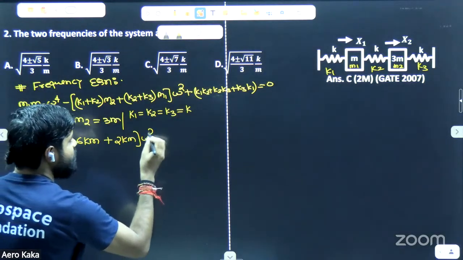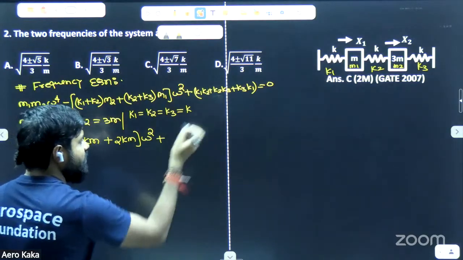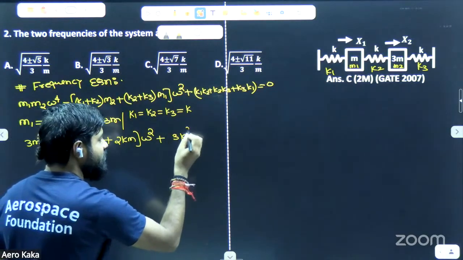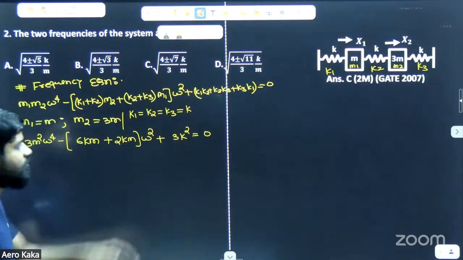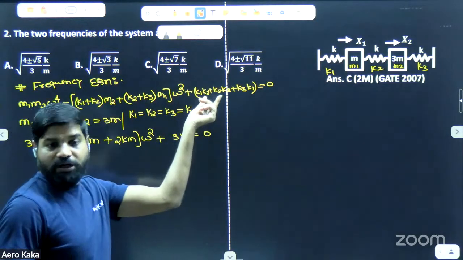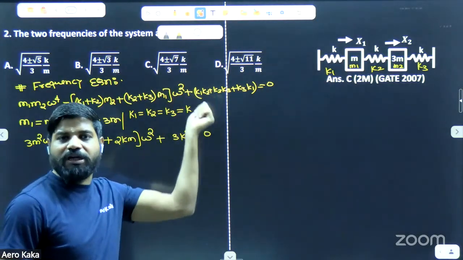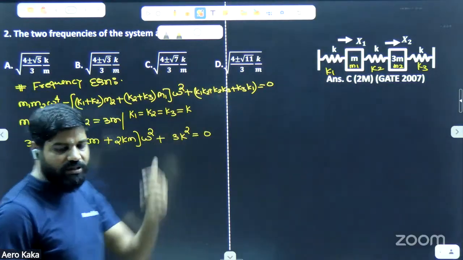Here it is omega square plus how much? K1, K2. So it is going to be how much? 3k square is equal to 0. Are you getting this one? Yes. K1 is equal to K2 is equal to K3 is equal to K. So it is going to be K square plus K square plus K square, which means 3k square.